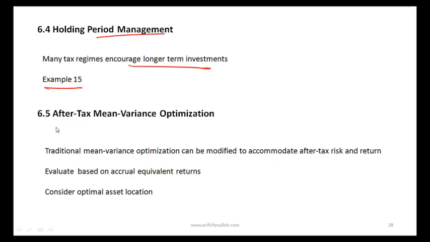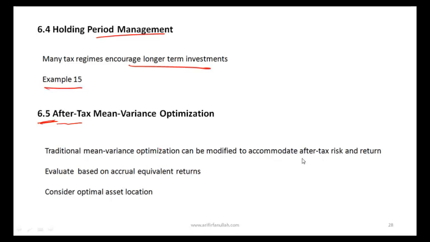And the final point is in section 6.5. After tax mean variance optimization. If you recall, in level 1 and to some extent in level 2, when we did mean variance optimization, we generally ignored taxes. But is that the right thing to do? That is not the right thing to do. We should actually look at the after tax risk and return when we do our mean variance optimization.